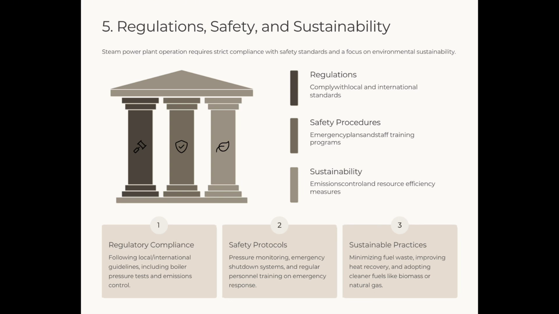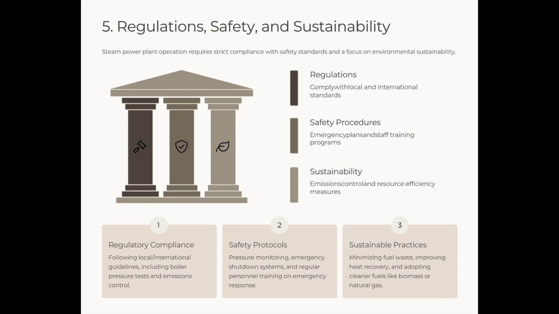For part 5, we have regulations, safety and sustainability. Steam power plant operation requires strict compliance with safety standards and a focus on environmental sustainability. Regulations comply with local and international standards, while safety procedures include emergency plans and staff training programs. For sustainability, emissions control and resource efficiency measures.